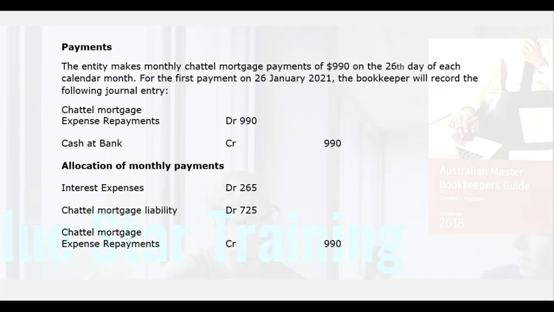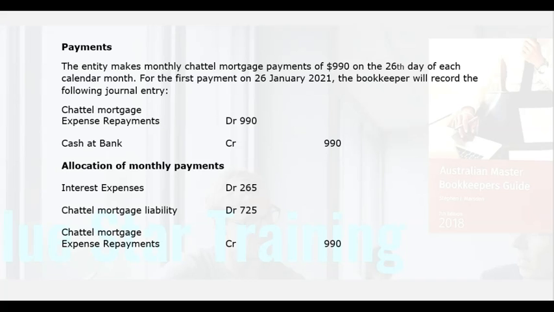What happens when you make a payment? The entity in our example makes monthly chattel mortgage payments of $990 on the 26th day of each calendar month. Now for the first payment on the 26th, the bookkeeper records the following journal: chattel mortgage expense repayments debit, cash at bank credit. So from an accounting perspective, each monthly chattel mortgage payment must be apportioned between the interest expense and the reduction in the chattel mortgage liability.